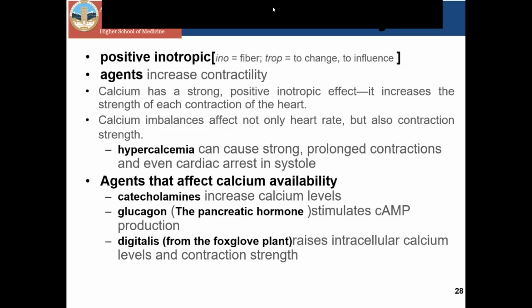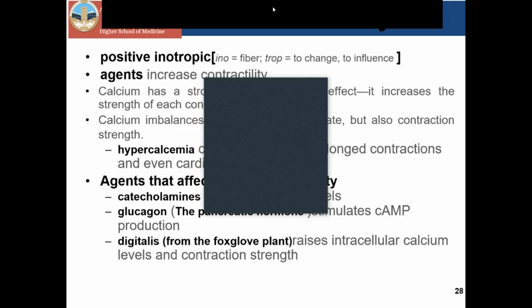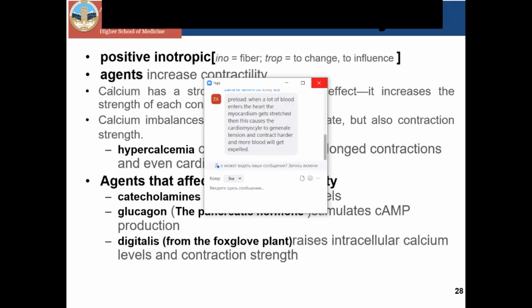What's in the chat? When a lot of blood enters the heart, the myocardium gets stretched, and this causes the cardiomyocyte to contract further. Yes. And more blood will get expelled. Yeah, you understand right.